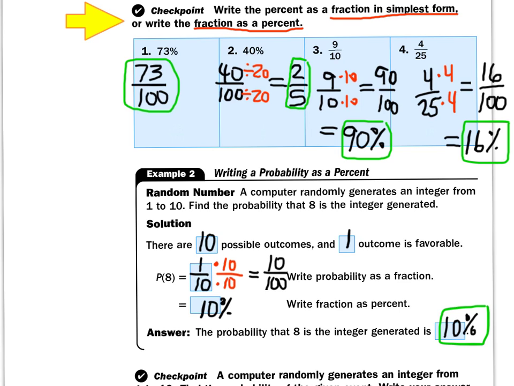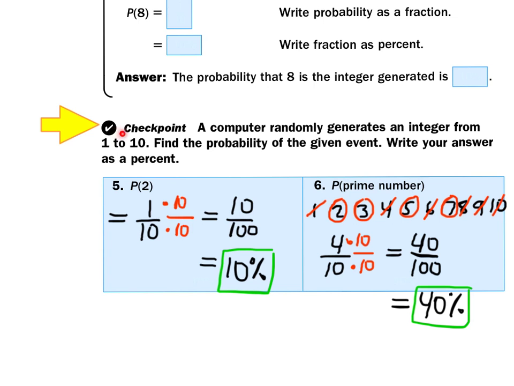So if I want to change that to a percentage, I just have to change the denominator to 100. So I'm going to multiply the denominator and the numerator by 10 to give me 10 over 100, which is just 10%. Okay, so take a look at the checkpoint. A computer randomly generates an integer from 1 to 10.